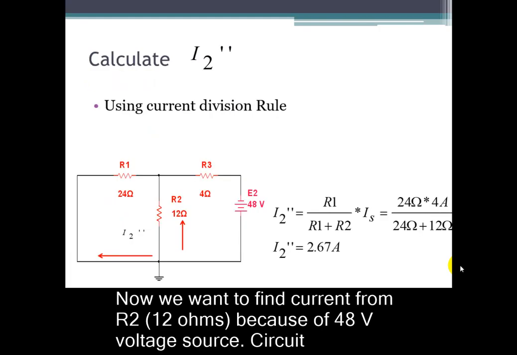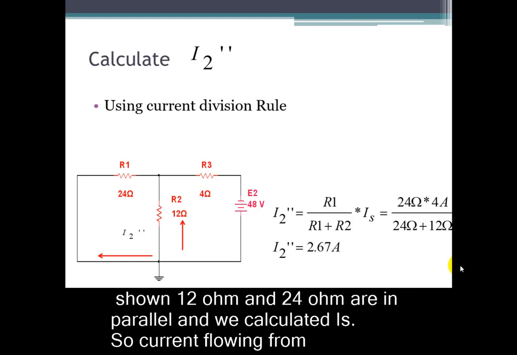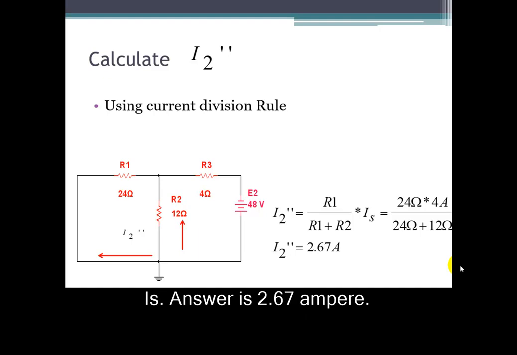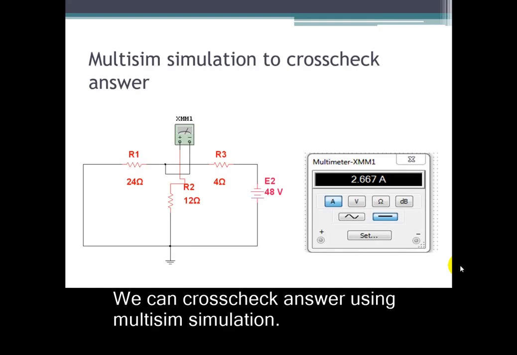Now we want to find the current through R2, the 12 ohm resistor, because of the 48 volt source. In the circuit shown, 12 ohm and 24 ohm are in parallel and we calculated Is. So the current flowing through R2 can be found using the current division rule: R1 divided by R1 plus R2, multiplied by Is. The answer is 2.67 ampere. We can cross-check the answer using Multisim simulation.